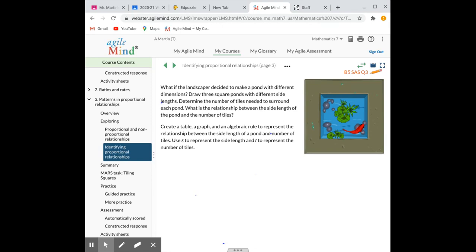You're muted. What if the landscaper decided to make a pond with different dimensions? Draw the square pond with the different size length. Determine the number of tiles needed to surround each pond. What is the relationship between the side lengths of the pond and the number of tiles? Create a table, a graph, and an algebraic rule to represent the relationship between the side lengths of a pond and the number of tiles used.